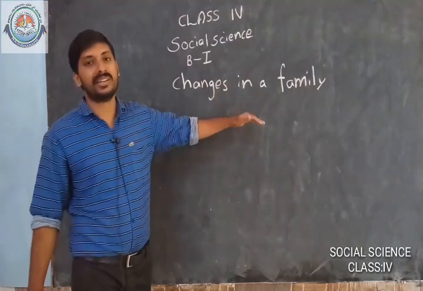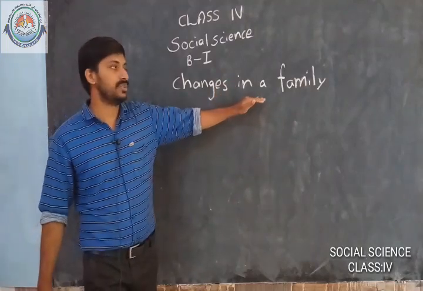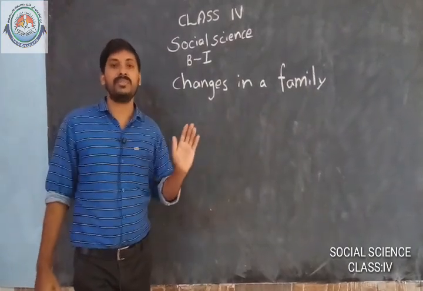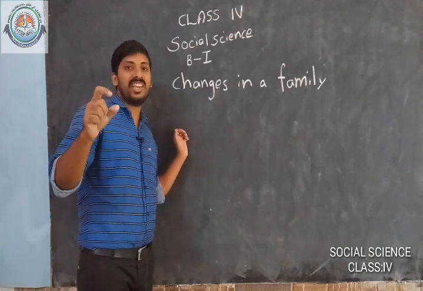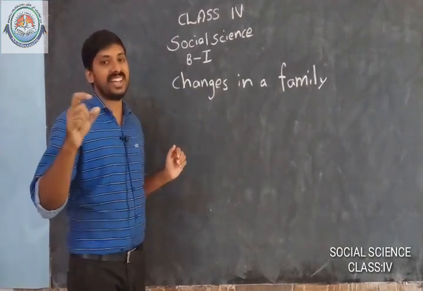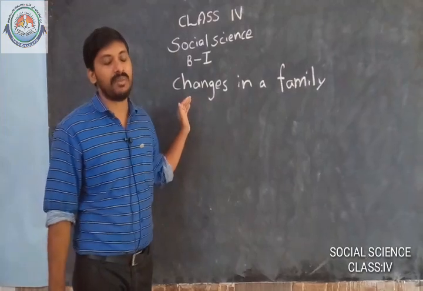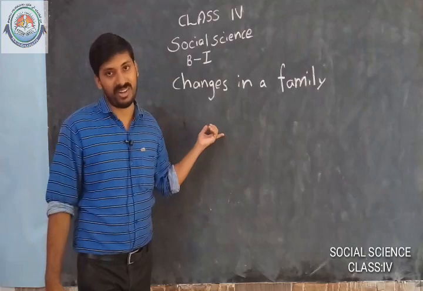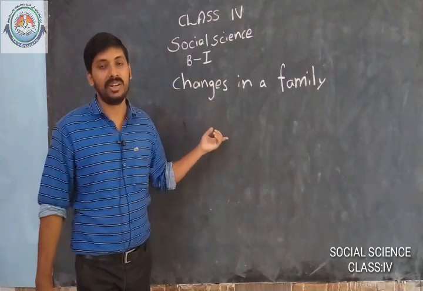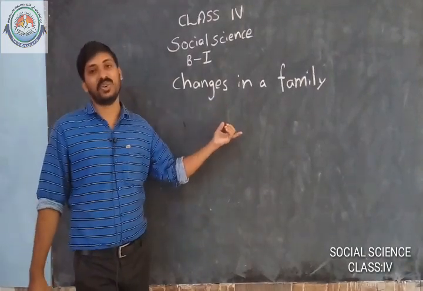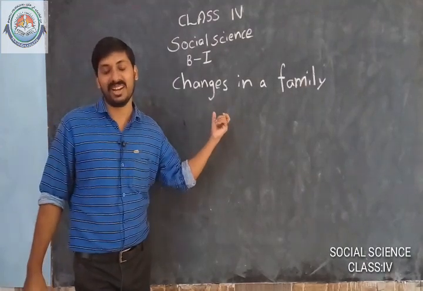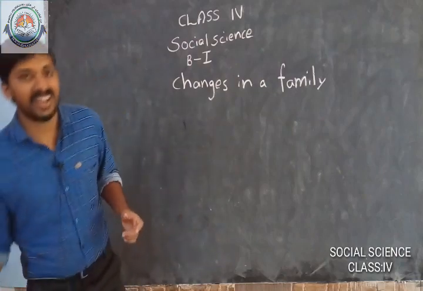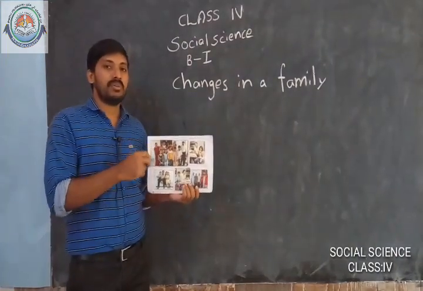The next category of family is the nuclear family. In a nuclear family we can see only parents and children. Unlike a joint family, we cannot see more members in a nuclear family. That is the difference between a nuclear family and a joint family. Compared to the number of members, the joint family has more members.